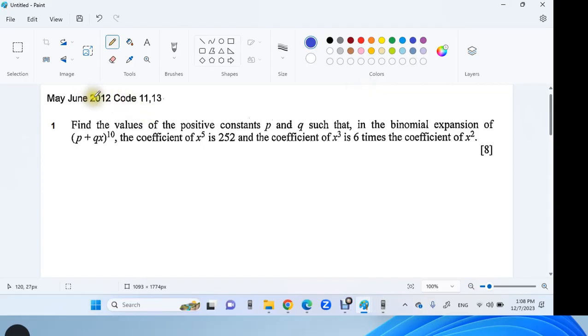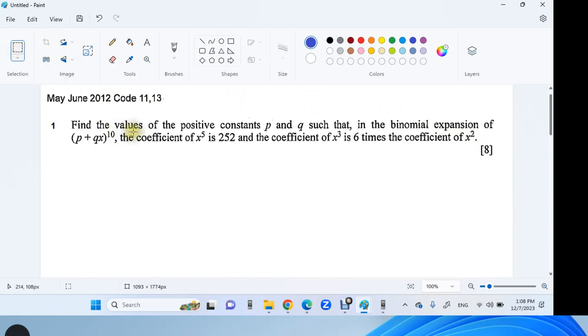Okay, we look at this question. They ask us to find the value of the positive constants p and q such that in the binomial expansion of (p + qx) to the power 10, the coefficient of x to the power 5 is 252, and the coefficient of x to the power 3 is 6 times the coefficient of x squared.